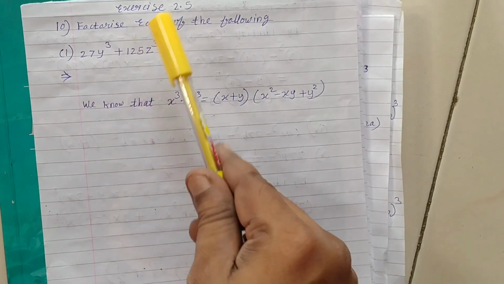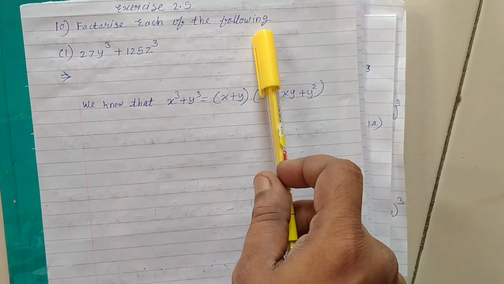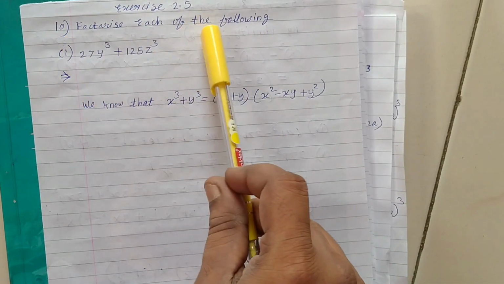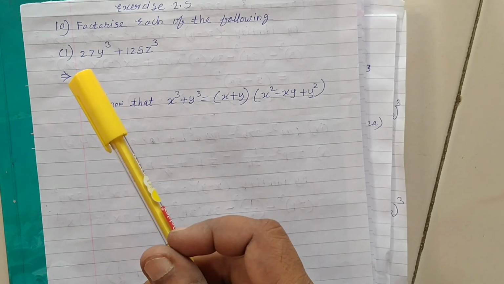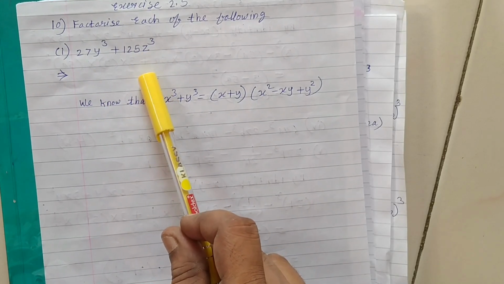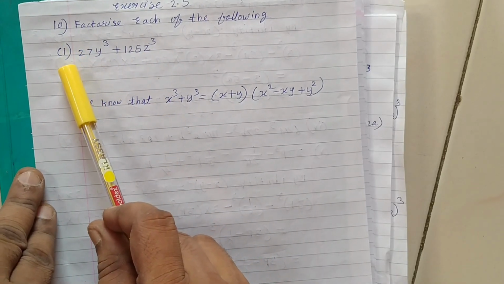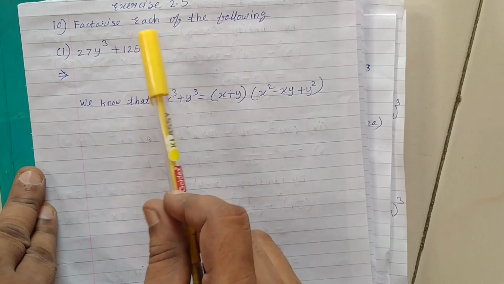Now the next question will be exercise 2.5, question 10, factorize each of the following. Here in question 10 we have to use the identity that we verified in the 9th question. It is given that the first sub question is 27 y cube plus 125 z cube.